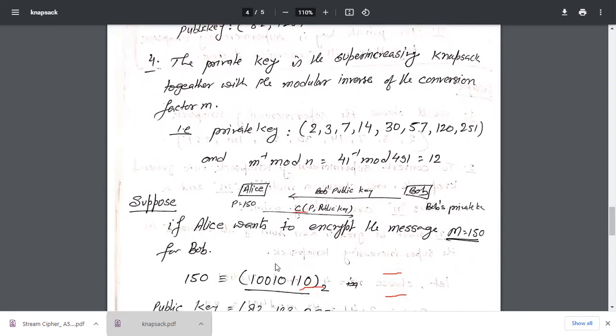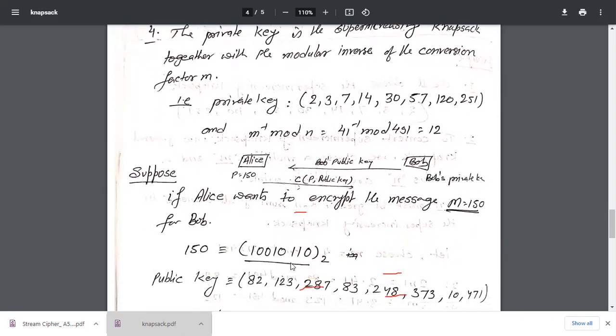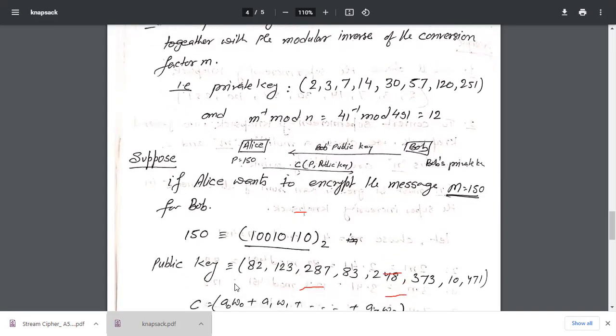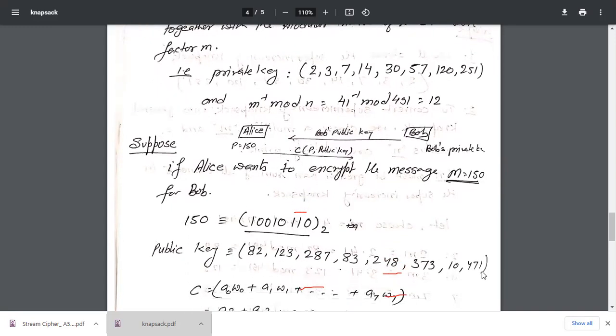So first we need to convert 150 into binary. Hope you all know how to convert decimal to binary. After converting 150 to binary, you will get 10010110. Here the public key, what we have already calculated, is 82, 183, 287 like this.